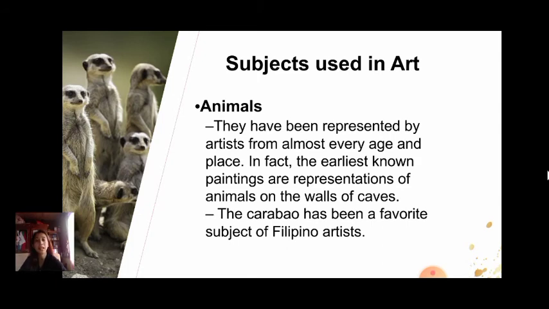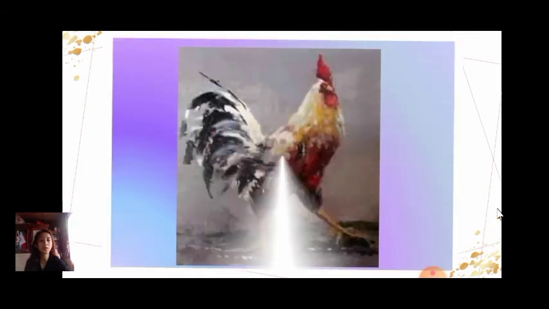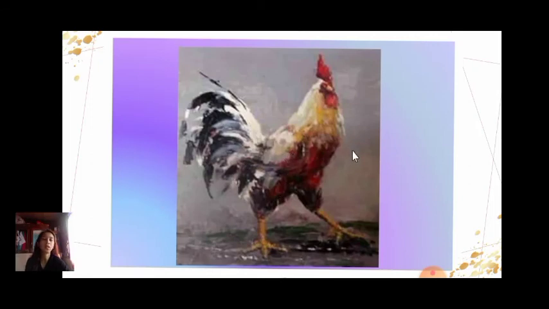So, ang kinaunhan day nga painting sa una kay ngagi cave, ang subject nga animals. The carabao has been a favorite subject of Filipino artists. So, pag elementary na to, subject is animals. So, carabao. So, here is the example of the subject used in art in which under the animals. Okay, animals man. So, animals ang topic or main focus sa painting. So, this one is one of the example of the topic or the subject, animals.